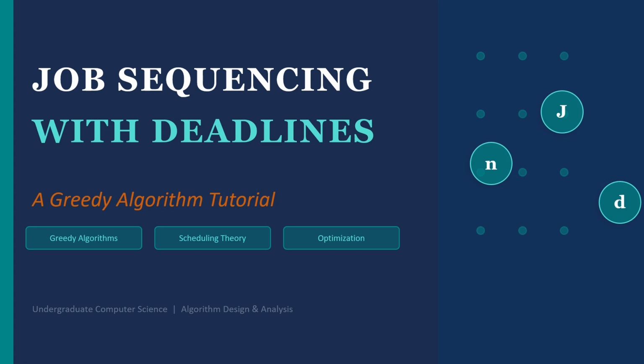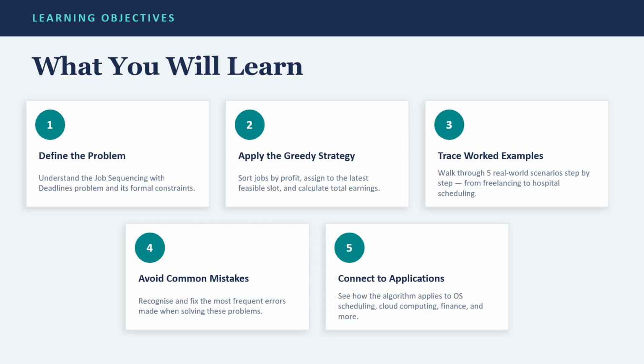Let's get started. By the end of this session, you'll be able to achieve 5 key objectives. First, you'll define the problem precisely, understanding the constraints around deadlines, profits, and time slots. Second, you'll apply the greedy strategy fluently: sorting jobs, finding feasible slots, and computing maximum profit. Third, you'll trace through 5 worked examples, ranging from a freelancer's weekly schedule to hospital theater planning.